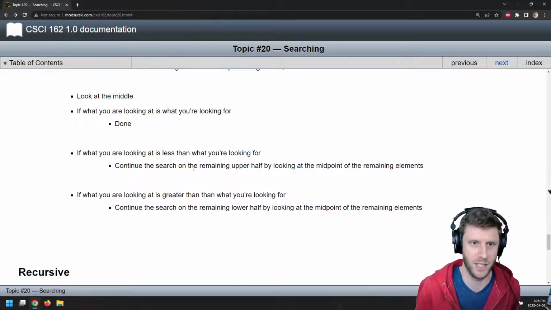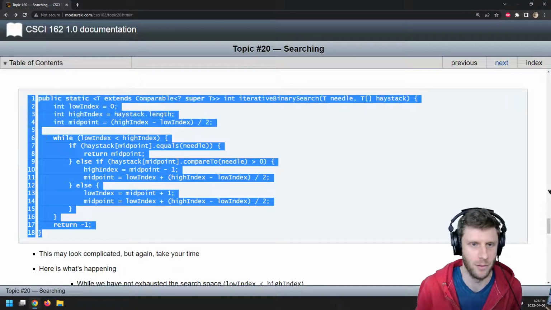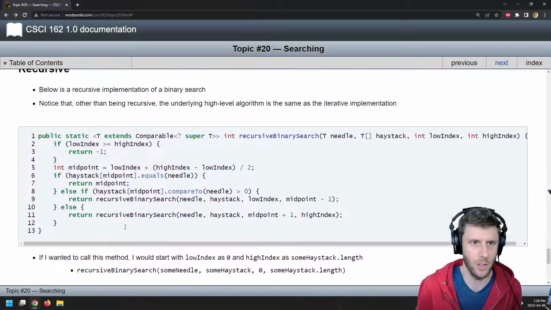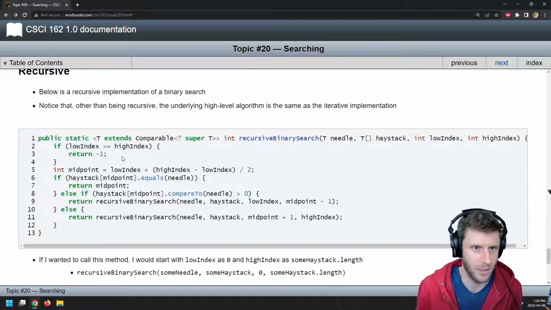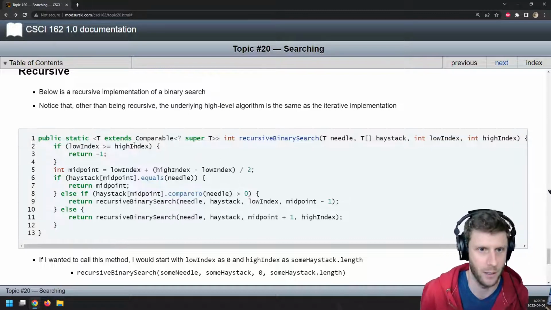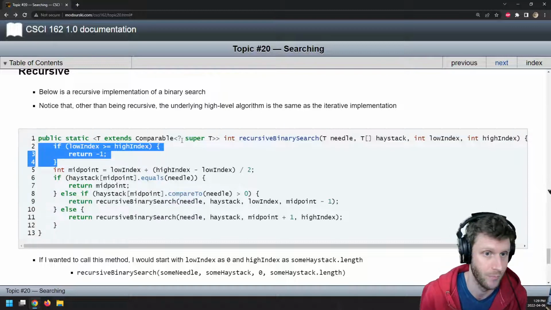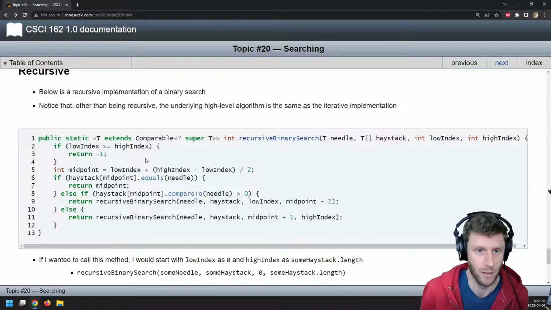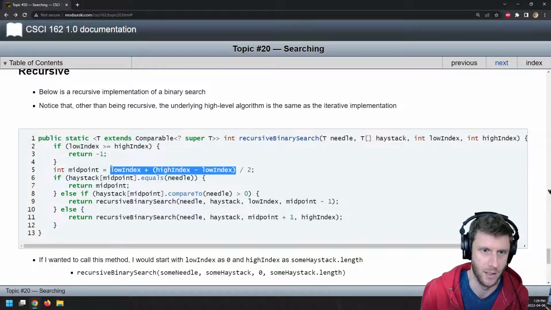Awesome. Bilbo's got the pull request, so there we go. So here is the iterative one. There's a lot going on, but let's have a look at the recursive one. And your first thought might be, whoa, what's going on here? Well, here's what we do. If the low point is ever bigger than or equal to the high point, return -1. That's the base case of we didn't find it. Find the midpoint, which is this right here. The midpoint calculation.